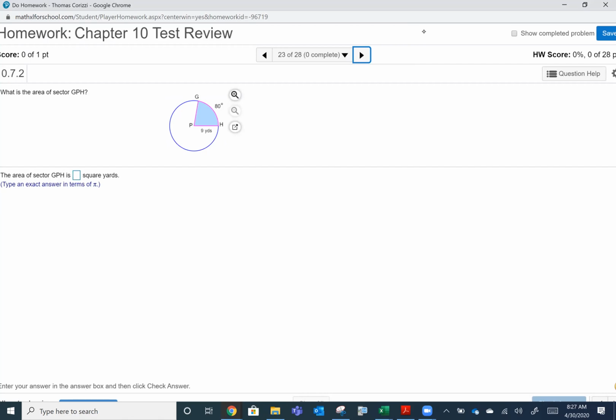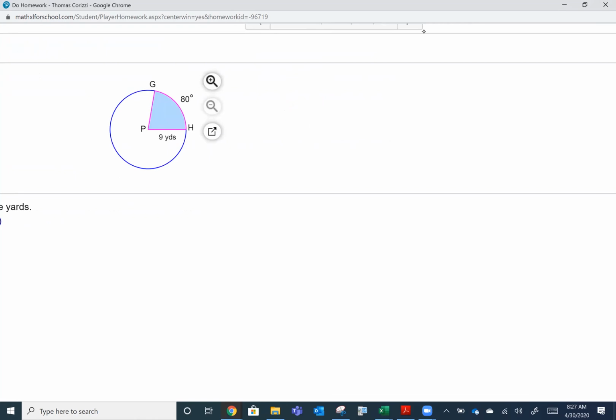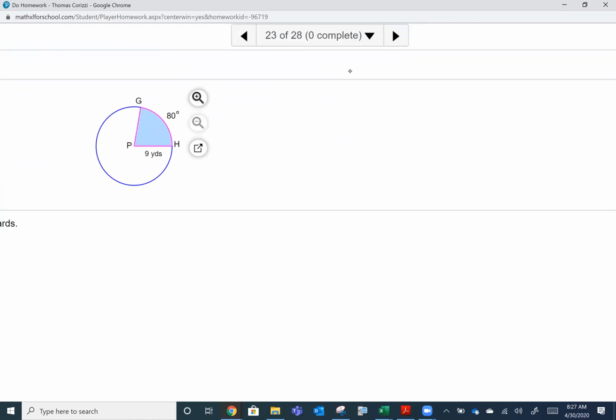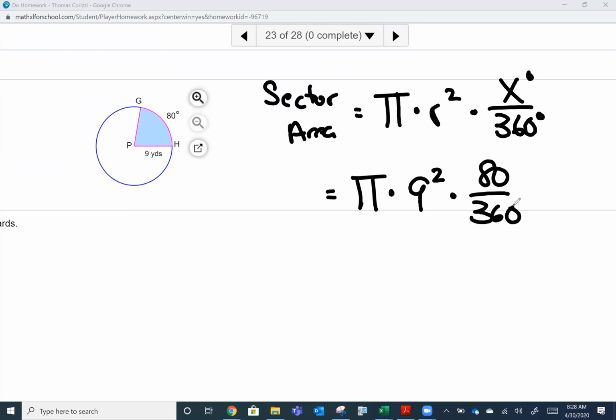Okay, I'll do a sector area problem very quickly. Find the area of the sector. This is very similar to arc length, except it now uses the area of a circle. So sector area is equal to pi times radius squared times your arc measure divided by 360. So this problem becomes very basic. Pi times my radius, which is 9, squared, times my arc measure, 80, divided by 360.